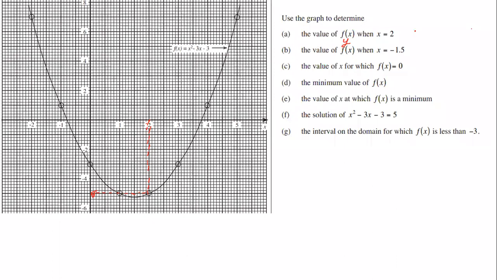So, sir, what if I worked it out using the formula, even though there's a graph? No, they say use a graph, so they'll mark you wrong.